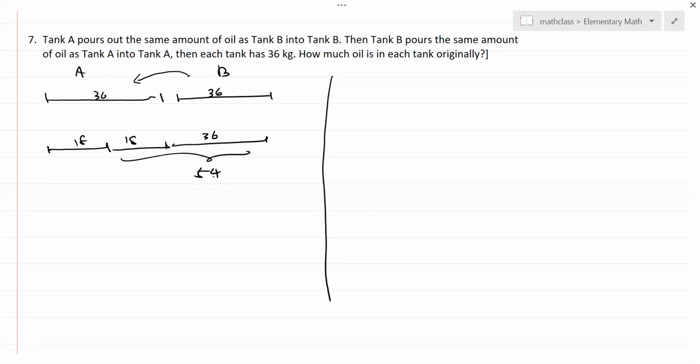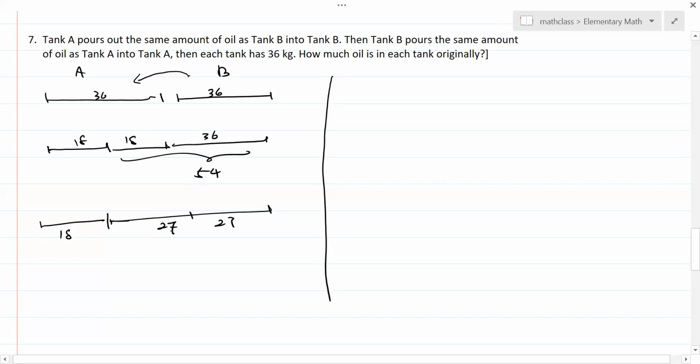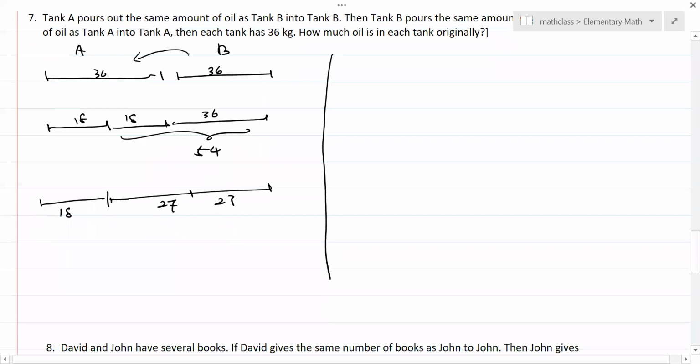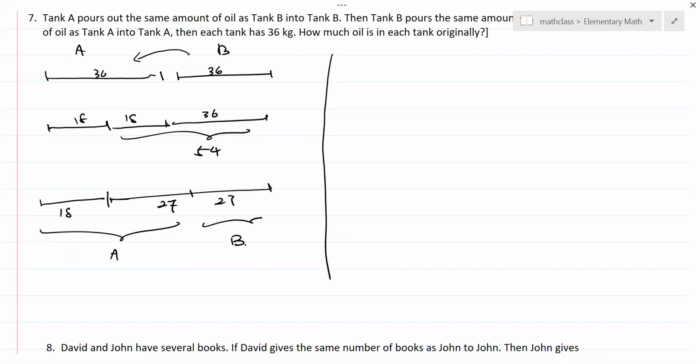Because we get some from tank A. So actually, how do we get that? We double it, right? So half of this 54 will be 27. That's tank B. So this is 18, right? So 27 is coming from tank A originally. So my answer will be, this will be the original amount in tank A, and that will be the original amount in tank B. Okay, so that is the answer.